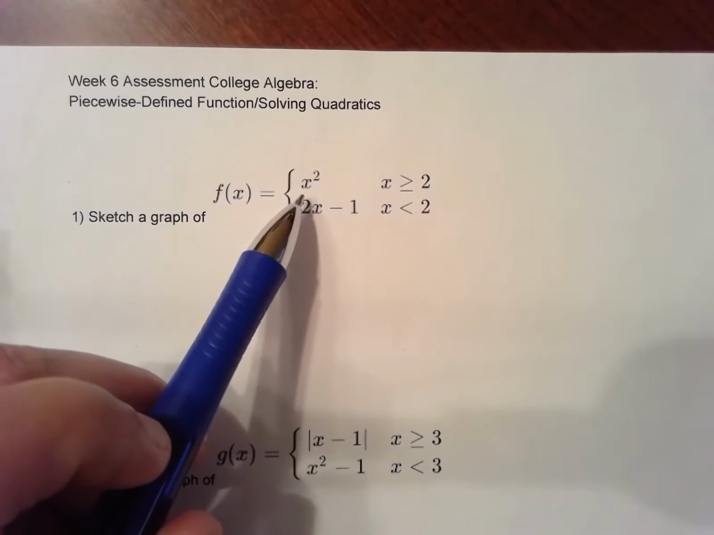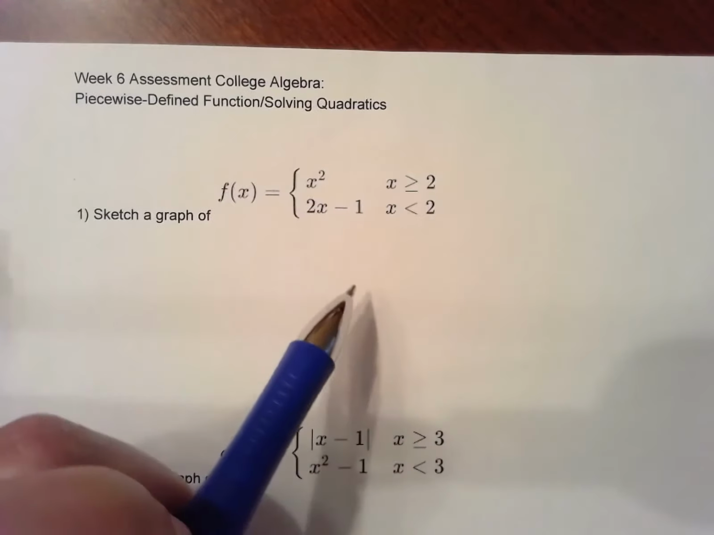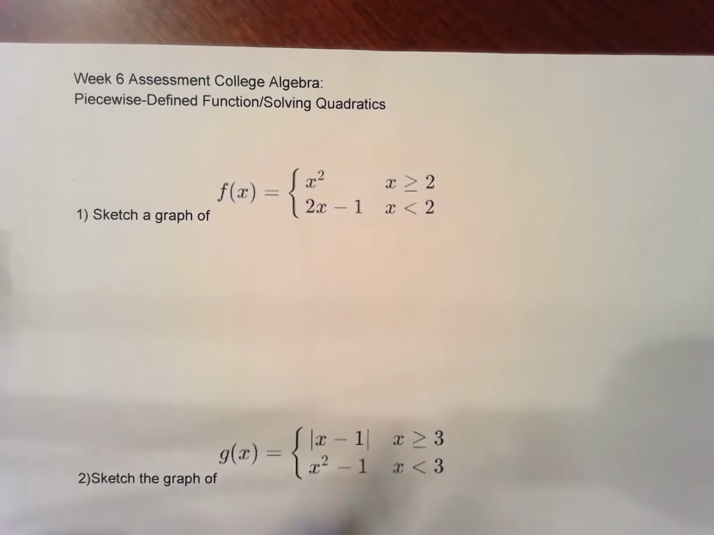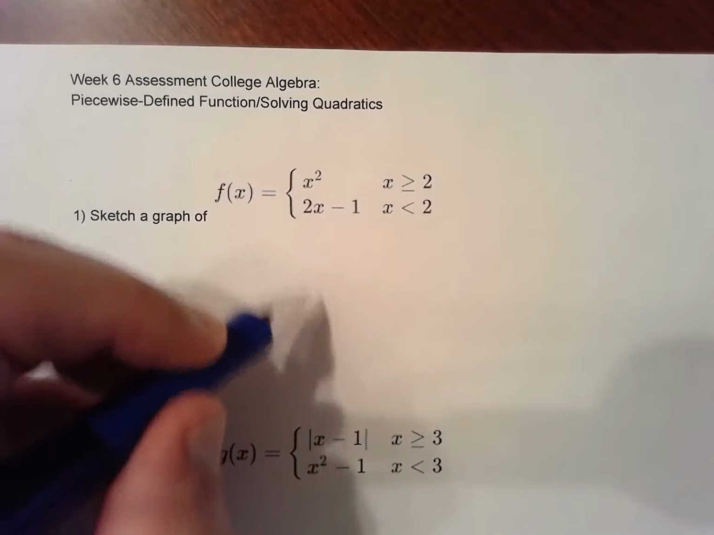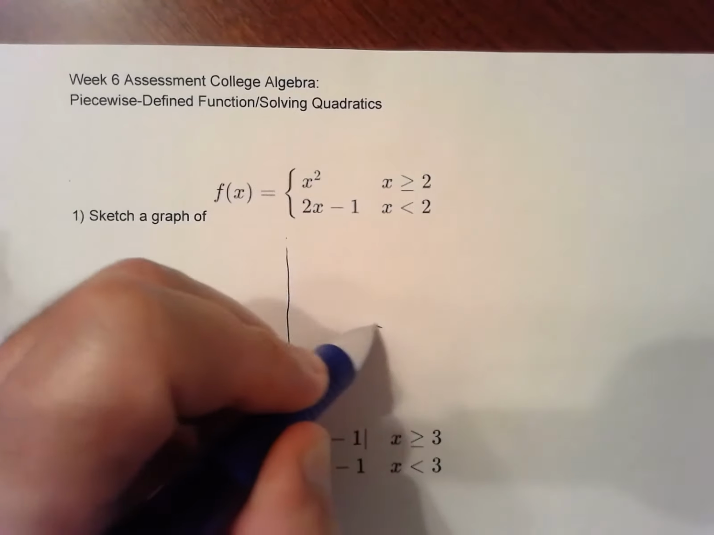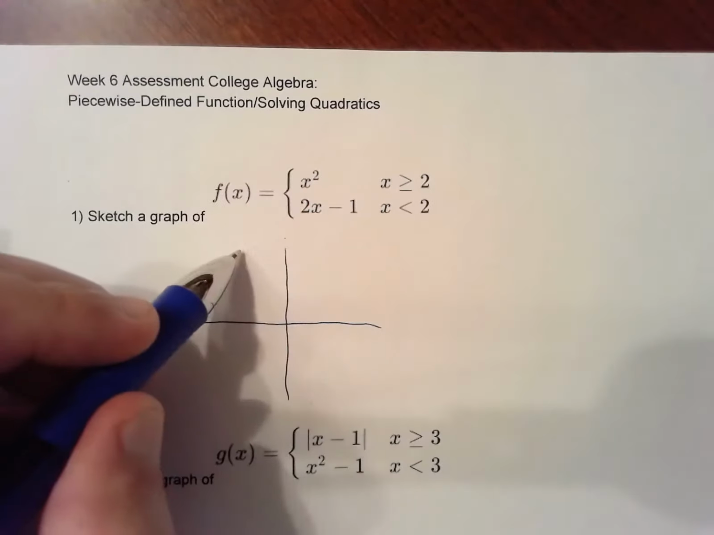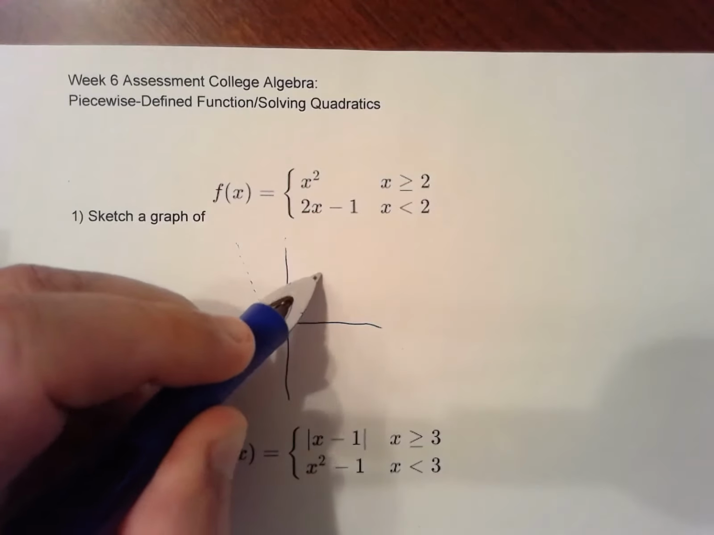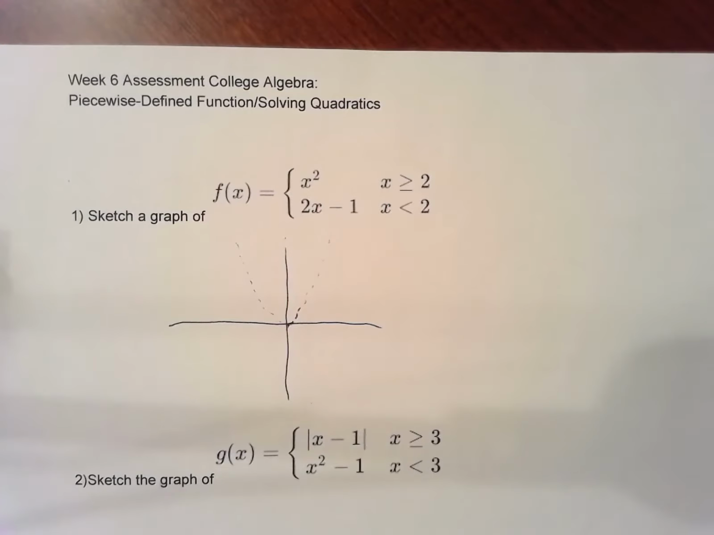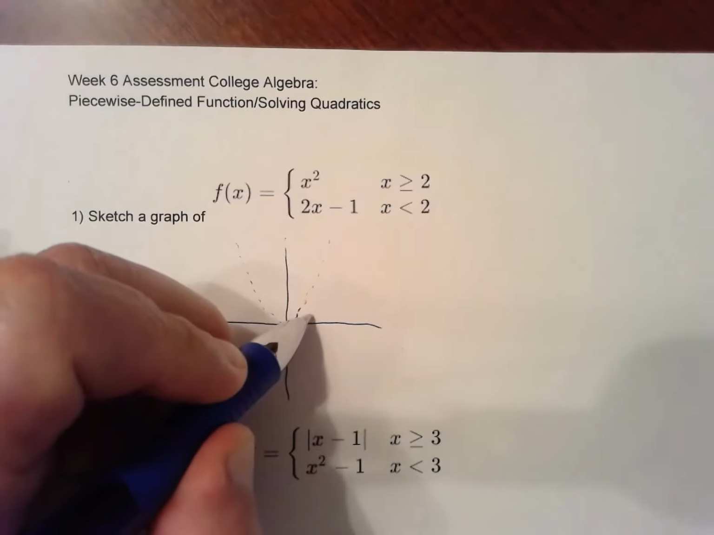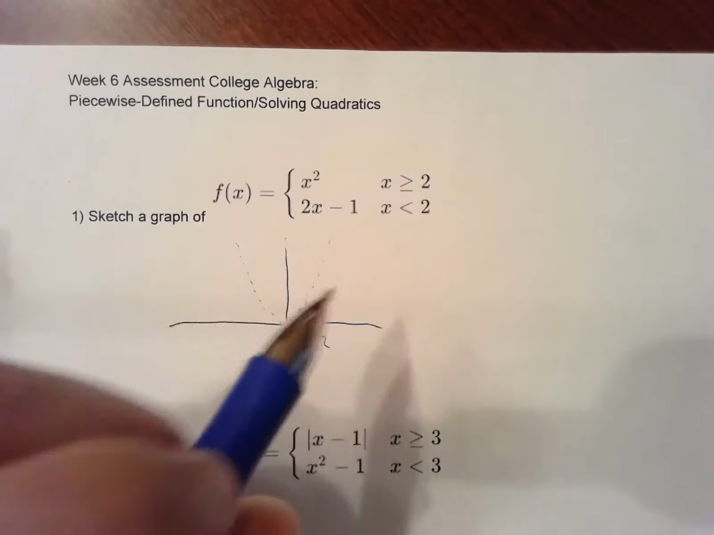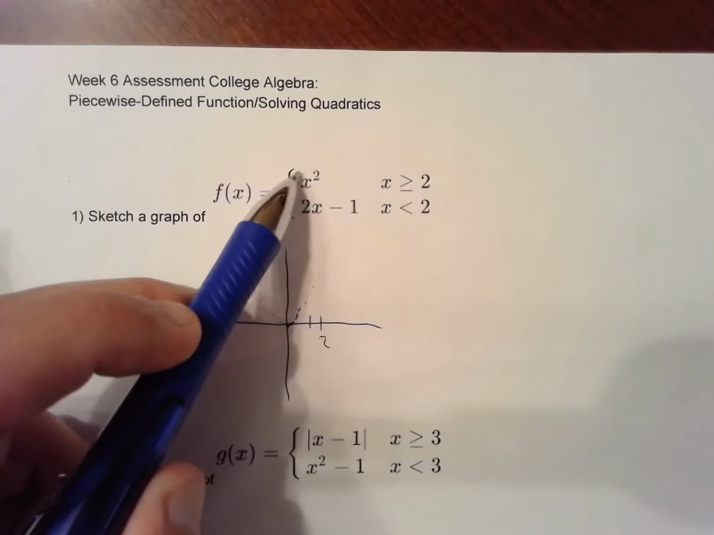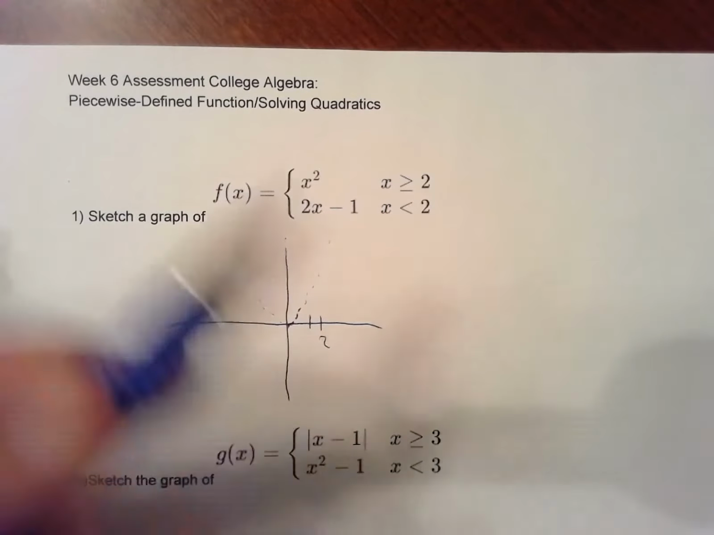We've got x squared when x is greater than or equal to 2, and this line 2x minus 1 for x less than 2. Okay, so x squared we know is a parabola. Looks like this. Kind of dotted it in. I'm not going to keep the whole thing. We want to start at 2. So let's plug in 2, see what our starting y value will be.